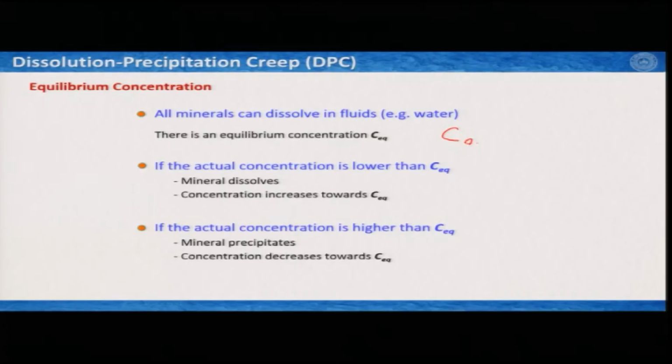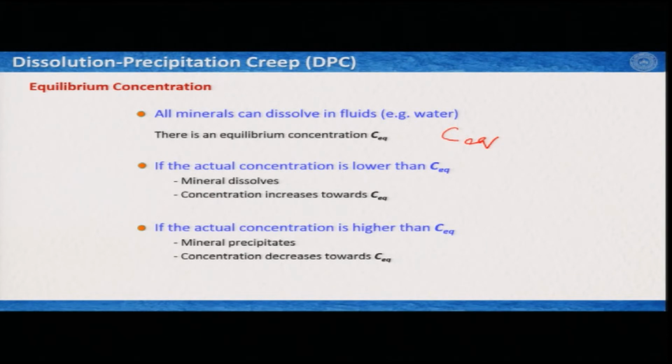So, we can think that all minerals can dissolve in fluids. They can be dissolved in water, or in carbon dioxide, and so on, and therefore, as we talked about, there is an equilibrium concentration. Let us assign this as C_EQ. If the actual concentration is lower than this equilibrium concentration C_EQ, then the minerals do dissolve, and the concentration of the fluid increases towards the equilibrium concentration. This is very simple, because if you are adding more material to the solution, it would slowly saturate and achieve the equilibrium concentration.